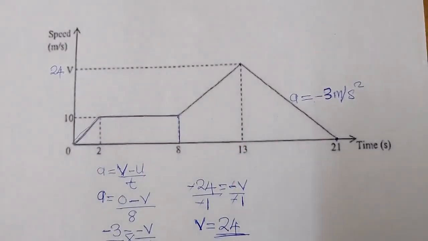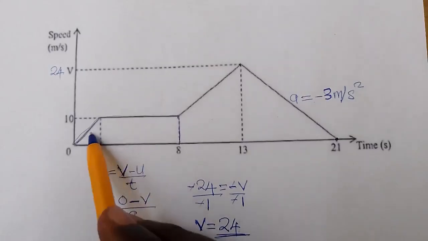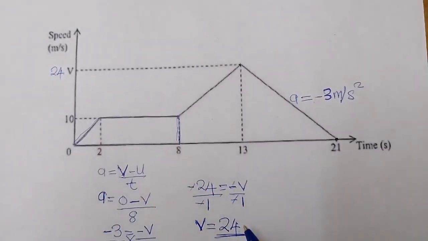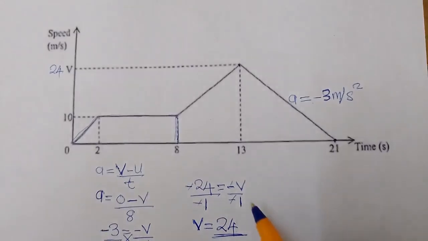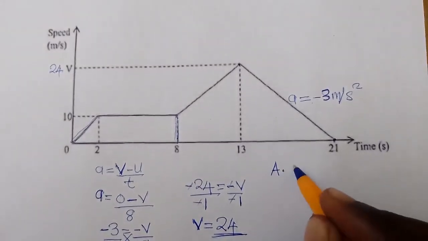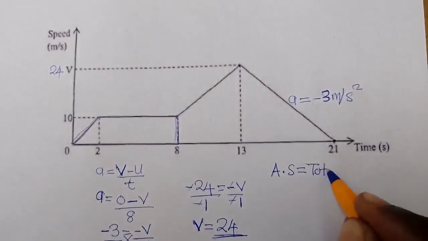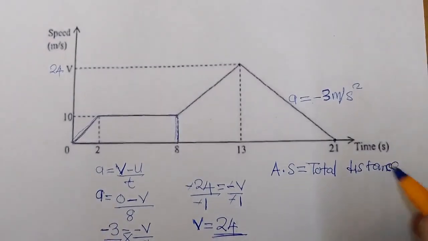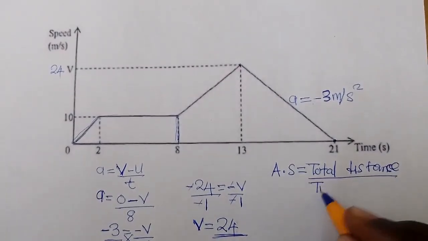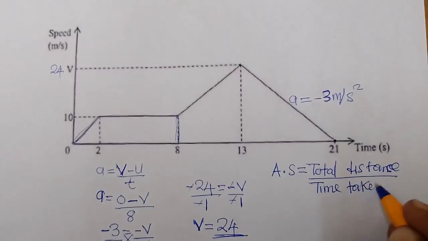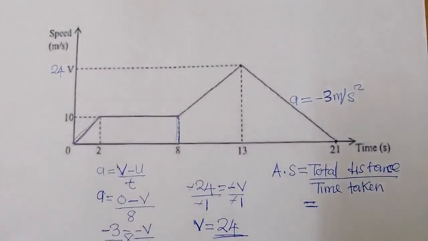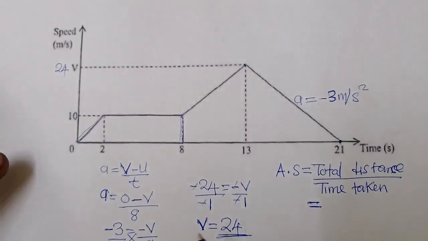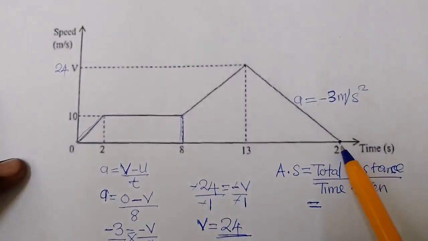This is a trapezium. This is a triangle. These are the formulas that you're going to use. The first part here is a trapezium. To find the distance here, you know that average speed is given by the formula: average speed is equal to total distance over time taken. What is your total distance? Total distance you don't have, but time you have. You know that time is 21.